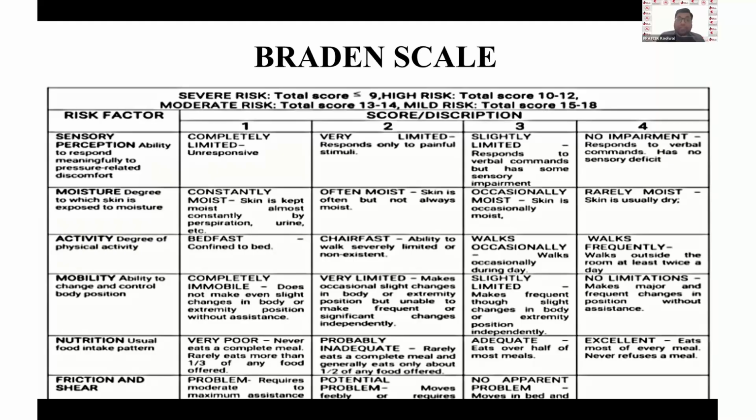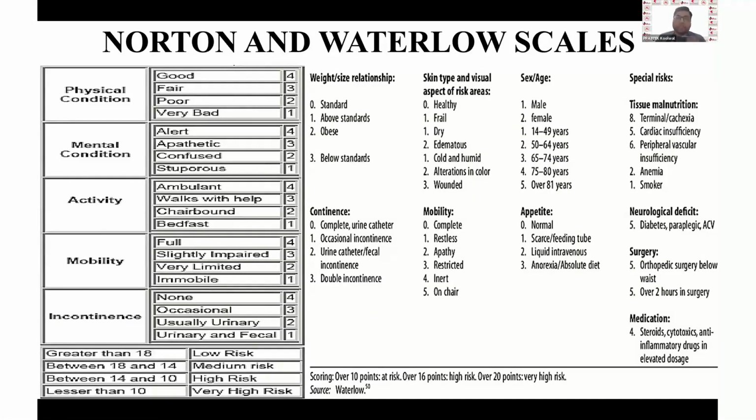Bedfast, confined to the bed, completely immobile patients, very poor nutrition, never eats, and requires moderate to maximum assistance to move from the bed. Norton and Waterloo scale are other scales. This is a very vast scale. You can get these scales. You don't have to remember them. You can put them on your charts, or bring printout charts and put them in your file to check the scoring of these scales.